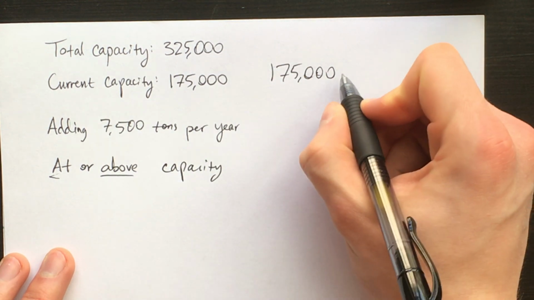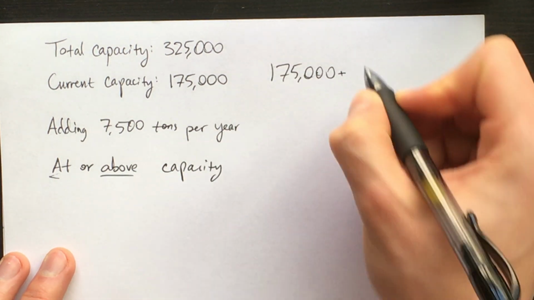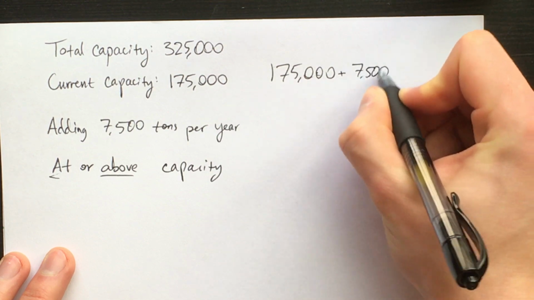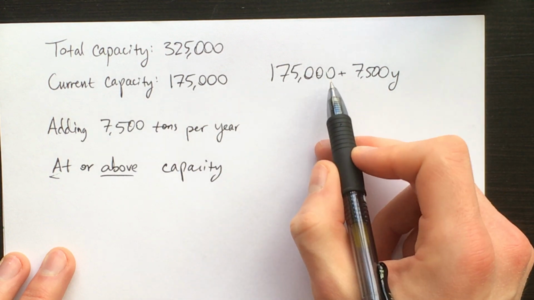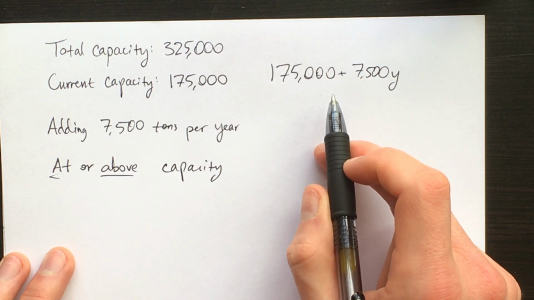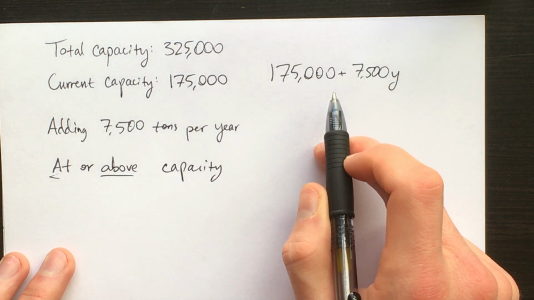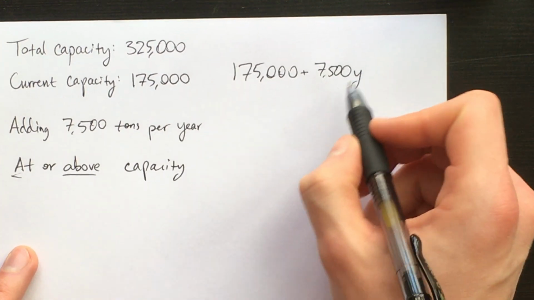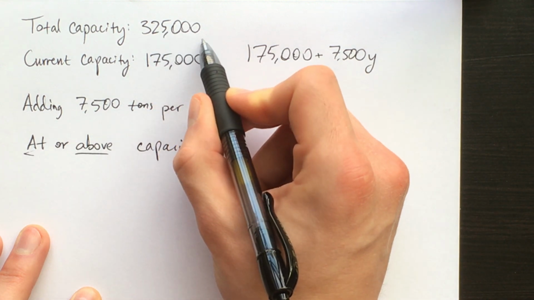So we can say that our function for how many tons of trash we currently have at any given year is this plus 7,500 times the number of years that have passed. So this will be the amount at any given year. And what are we looking for? We're looking for an inequality that describes the set of years where the landfill is at or above capacity. So it would be at capacity when this function is equal to 325,000.